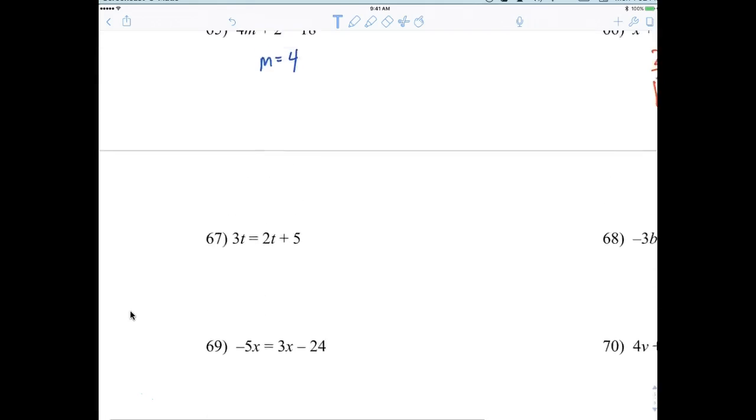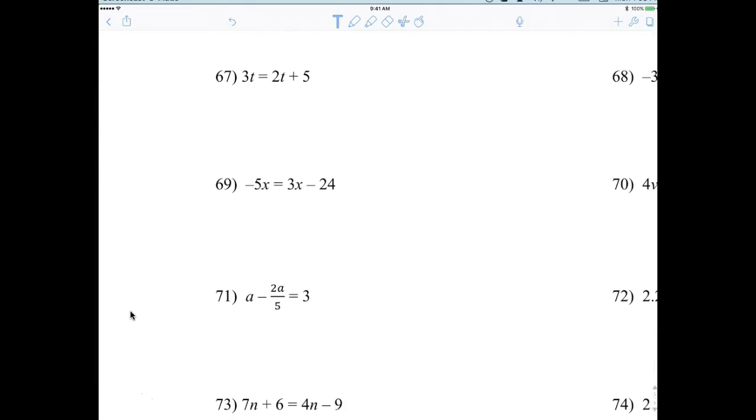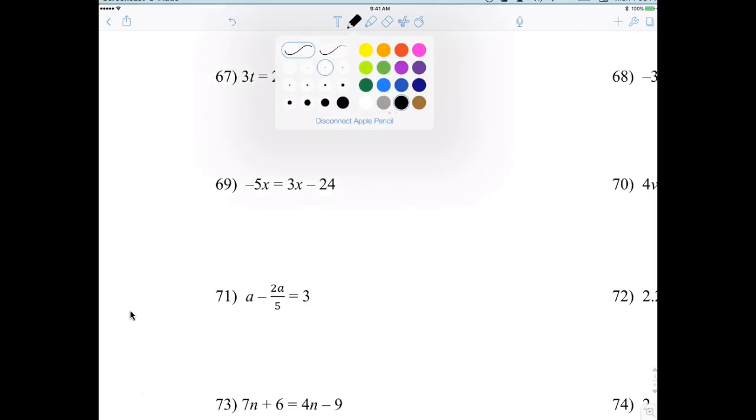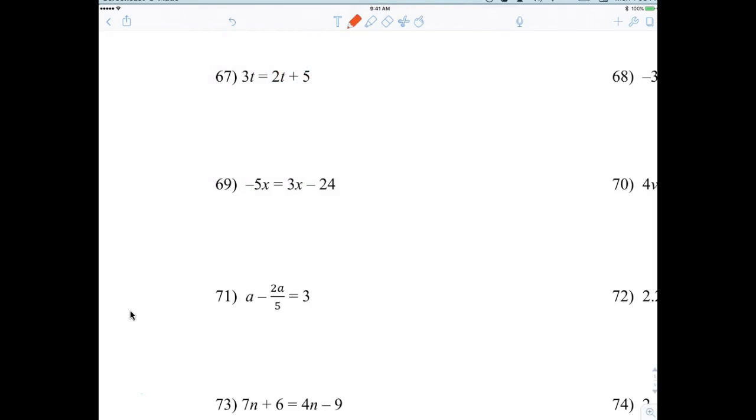Now again, my objective is to get you better at mental math and solving equations. This is the way I would like for you to solve equations, especially number 67. For number 67, I would just like for you to say, I know that t equals 5. That's not any work involved. So you may have any issues with me just writing t equals 5. Don't be shy. If you do, it's okay.